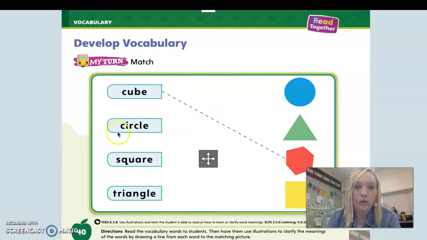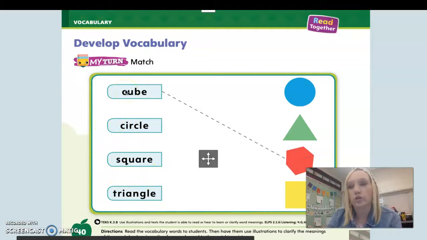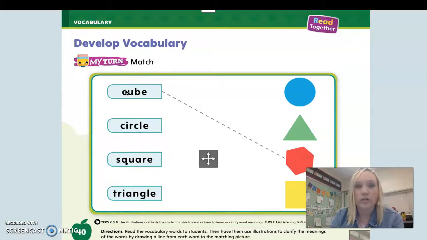So cube, you draw a line to the cube. What about circle? Where will we draw a line? Where's the circle over here? That's right. If you said the blue circle right here, then you would get your pencil and you would draw a line to the circle. Okay, so I'm going to let you do the last two on your own, but on page 40, you are going to draw a line from the vocabulary word to the picture. When you are done, you can take a picture and upload it or send it to me. Also, I will have this template inside of Seesaw if you don't have your journals with you.